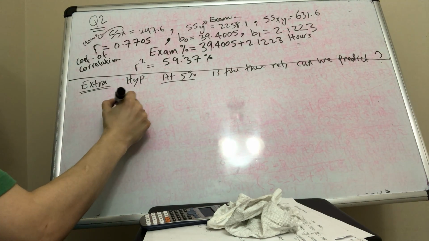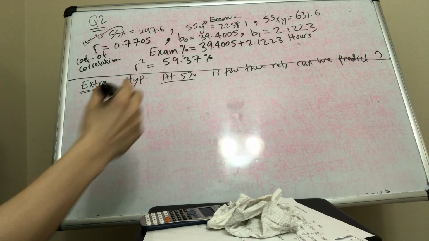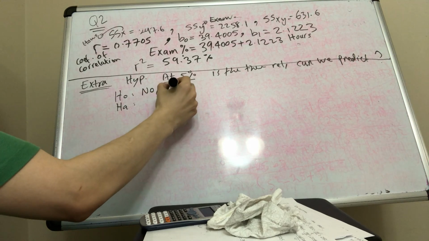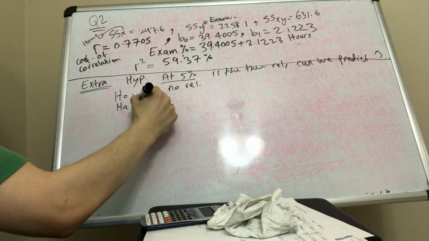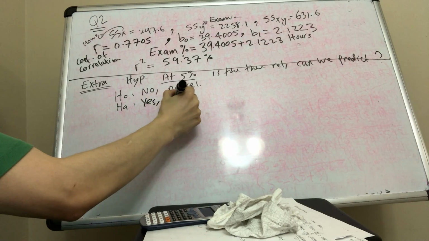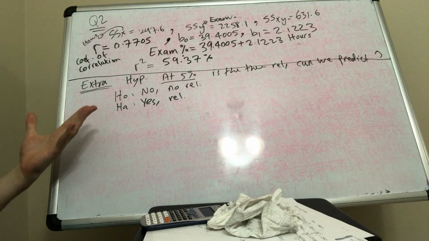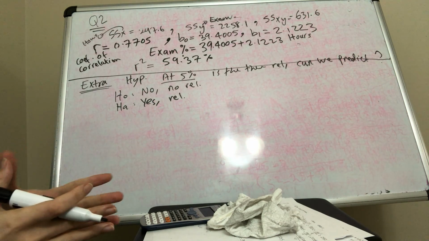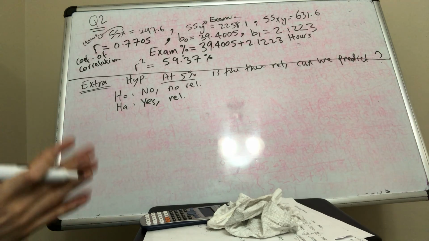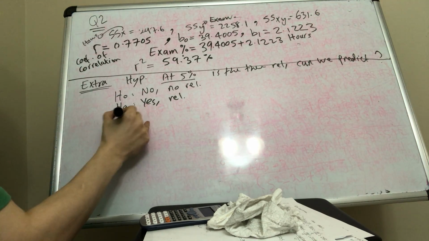So you start with H0, HA. For regression, whatever they say, H0 is no relation, cannot predict, and HA is yes, there is a relation. So we actually know that there is a relation. We already have that established. Now we need to prove it using a hypothesis test.